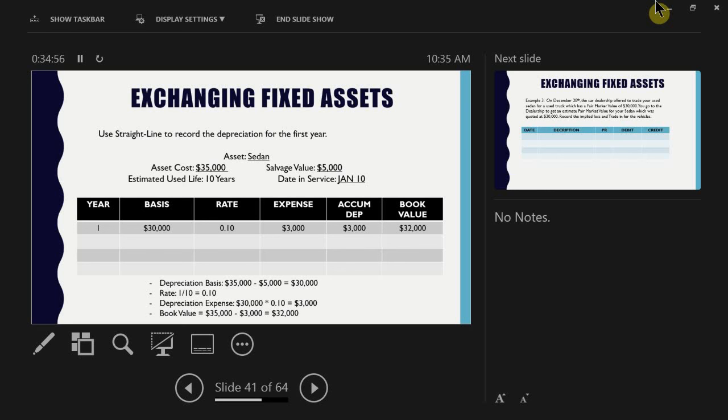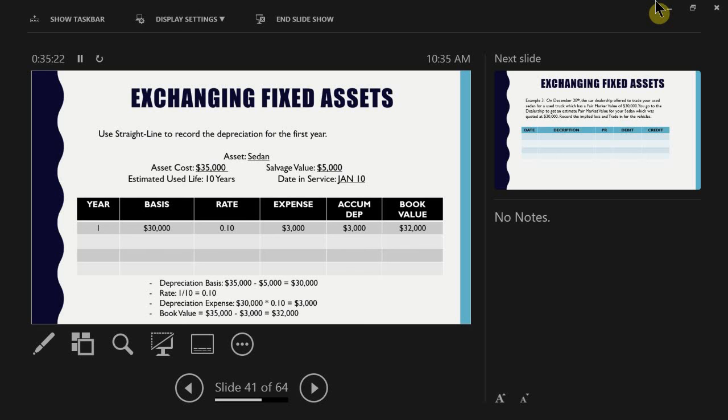Typically, most vehicles have a longer period of time. In this case, I'm going to say this asset's going to last me at least 10 years. Okay, a vehicle can go longer than that. And of course, when you place it into service, you bought it as of January 10, and again, the rule that you start depreciating as soon as you drive off the parking lot comes into effect.